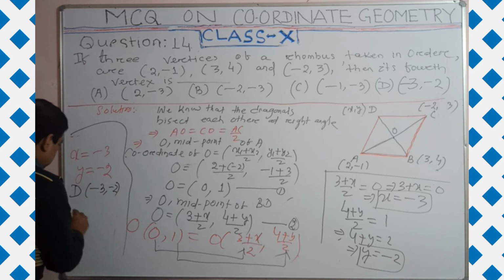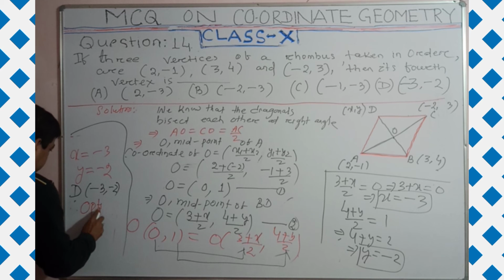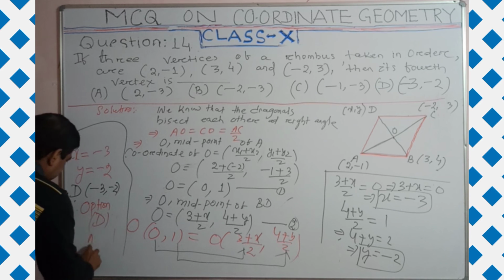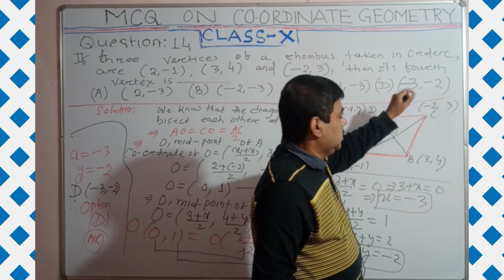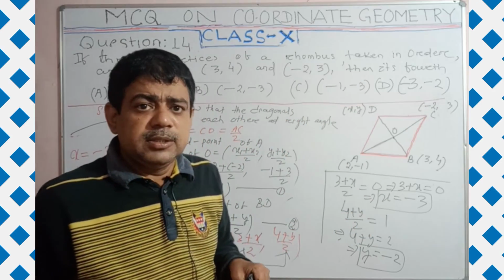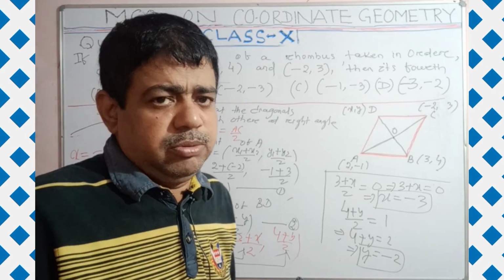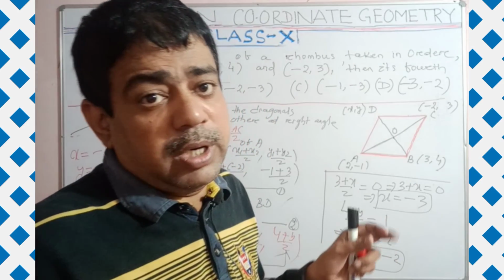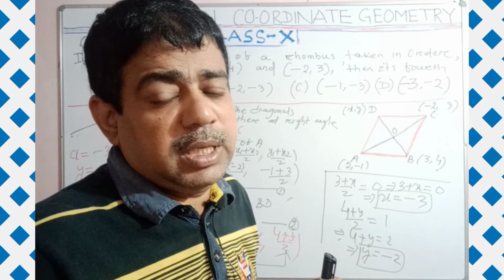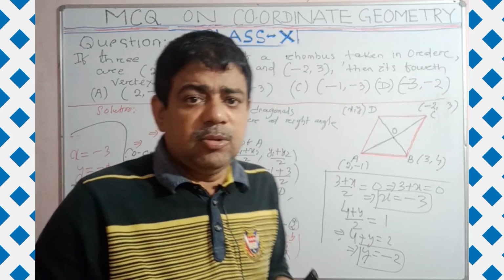Hence we see D is the correct option for the fourth vertex. Let us modify the option this time, as there was some mistake in the option here. Is it clear now? You understood how to find the fourth vertex using this process. Whenever you are finding the fourth vertex, you use the coordinate of midpoint formula. Understand or not? Is it clear? Okay, thank you.